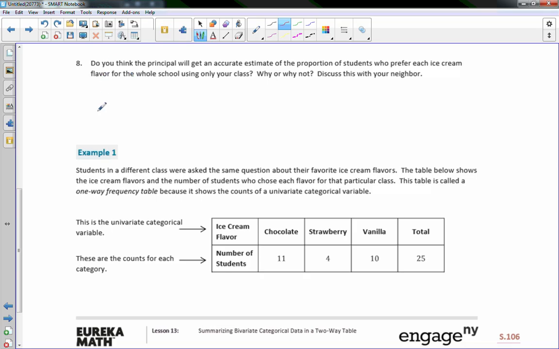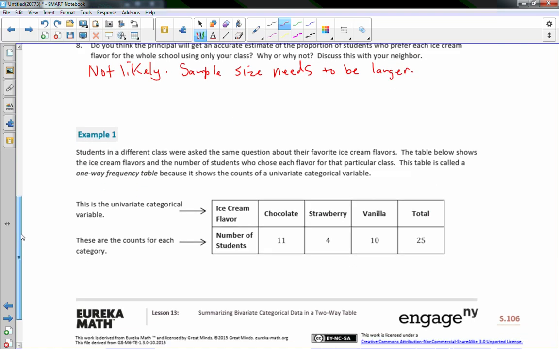So number 8, do you think the principal will get an accurate estimate of the proportion of students who prefer each ice cream flavor for the whole school using only your class? Okay, and I would say that would be not likely. Okay, there are other reasons that we won't get to in this course, but our sample size is too small. I would want to ask more students than 20 to represent an entire class.